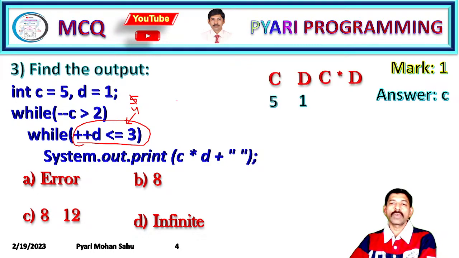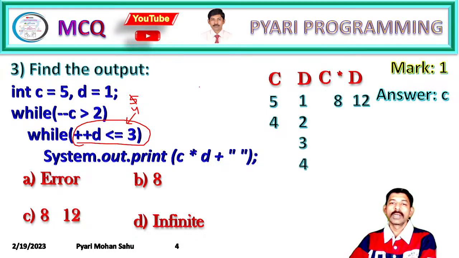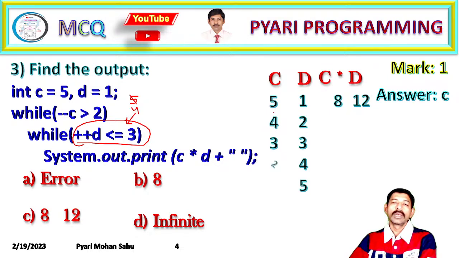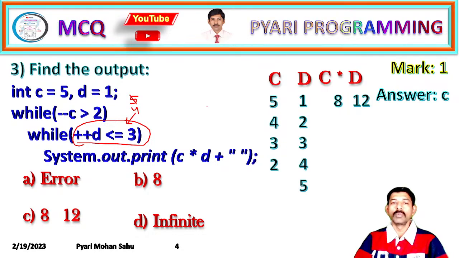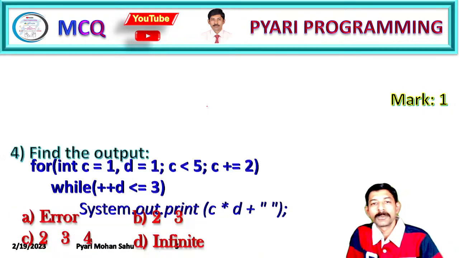So look at this, 5 1. So next time it is 4. Now D will become 2. 4 2s are 8. Next time it is 3. 4 3s are 12. Next time it is 4. False. Now C value will be your 3. But D value will be your 5. So that's why false. Next C value will be 2. C value itself is false. So after that, we'll move to the next question.